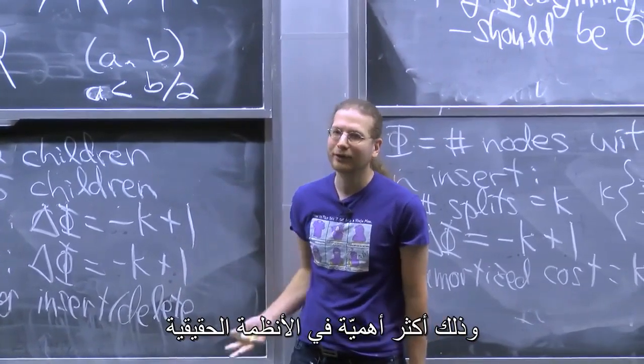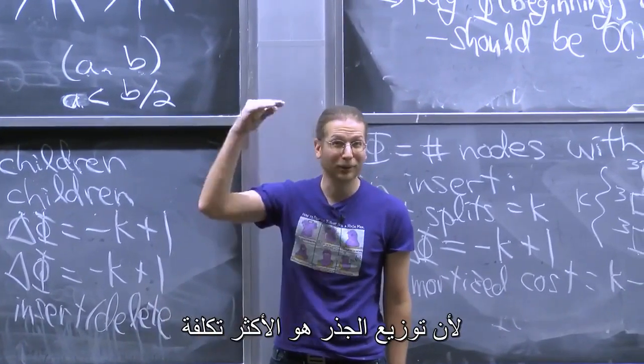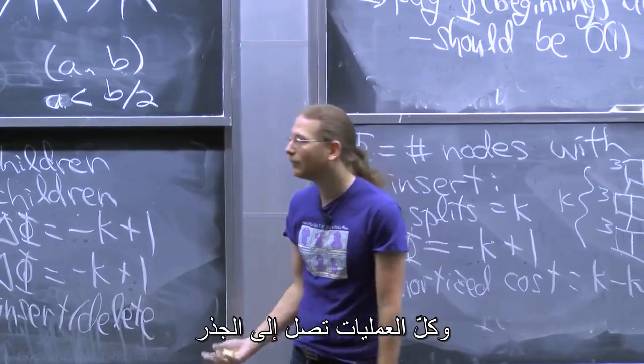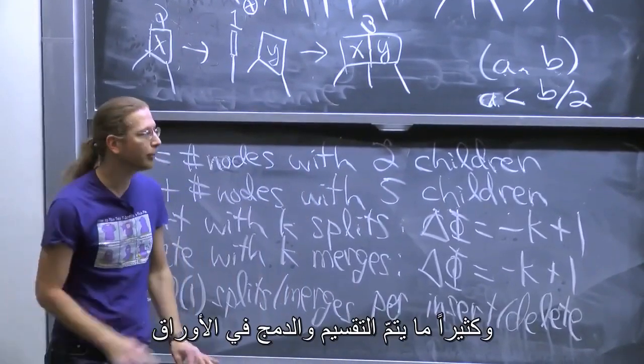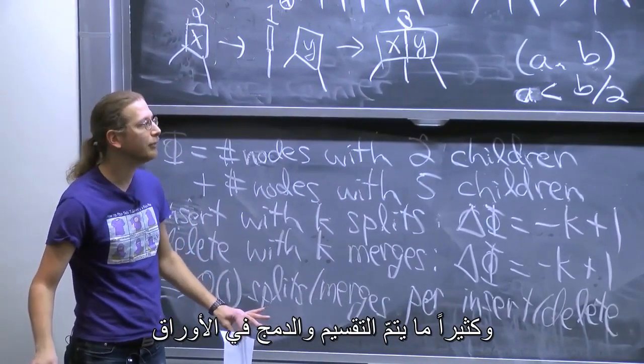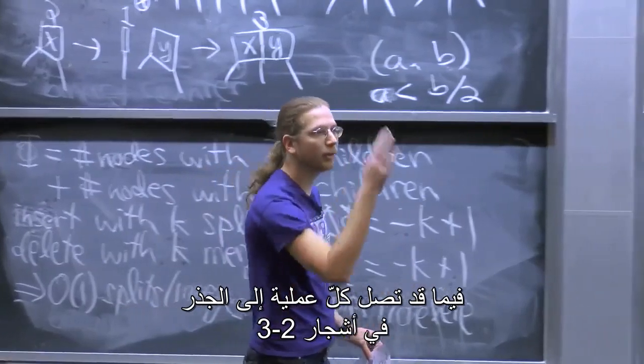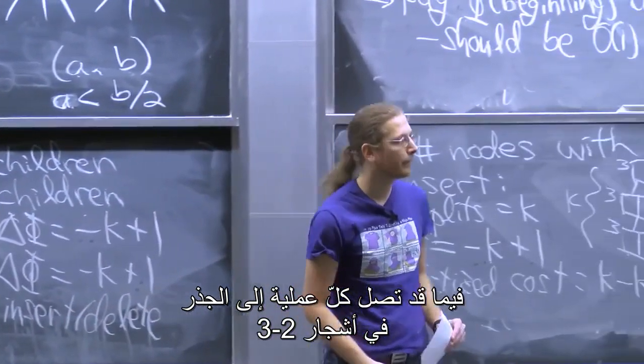And in a real system, actually, it's even more important because splitting the root is probably the worst because everyone's always touching the root. In a 2-5 tree, you almost never touch the root. You're almost always splitting and merging at the leaves, whereas in a 2-3 tree, you could be going all the way to the root every single time.